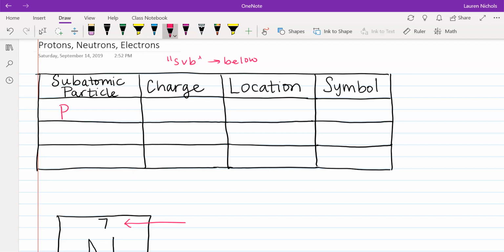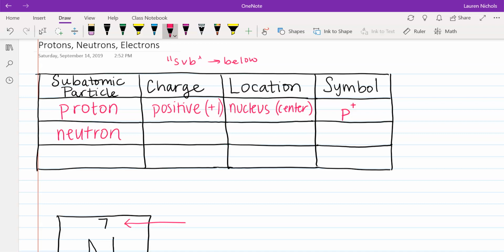The first one is the proton. The proton has a positive charge, and when we're counting it, we just say that it's +1. It's located in the nucleus, which is the center of the atom. The symbol that we give the proton is a lowercase p with a plus sign as its exponent, because a proton is positive. The next one that we want to focus on is the neutron, and it is also located in the nucleus along with the proton.